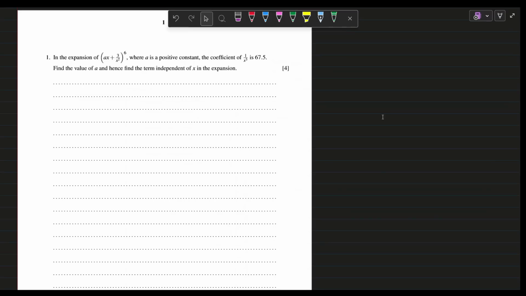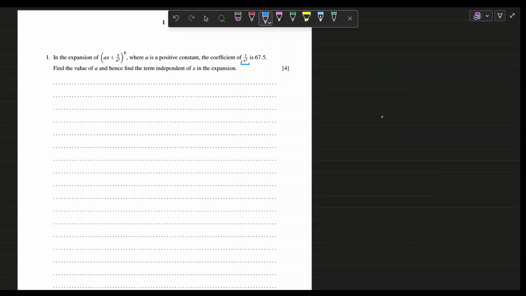Question number 1. In the expansion of (ax + 3/x²)^6, where a is a positive constant, the coefficient of 1/x³ is 67.5. Find the value of a and hence find the term independent of x in the expansion. Okay, so we are told that the coefficient of the term in 1/x³ is 67.5.